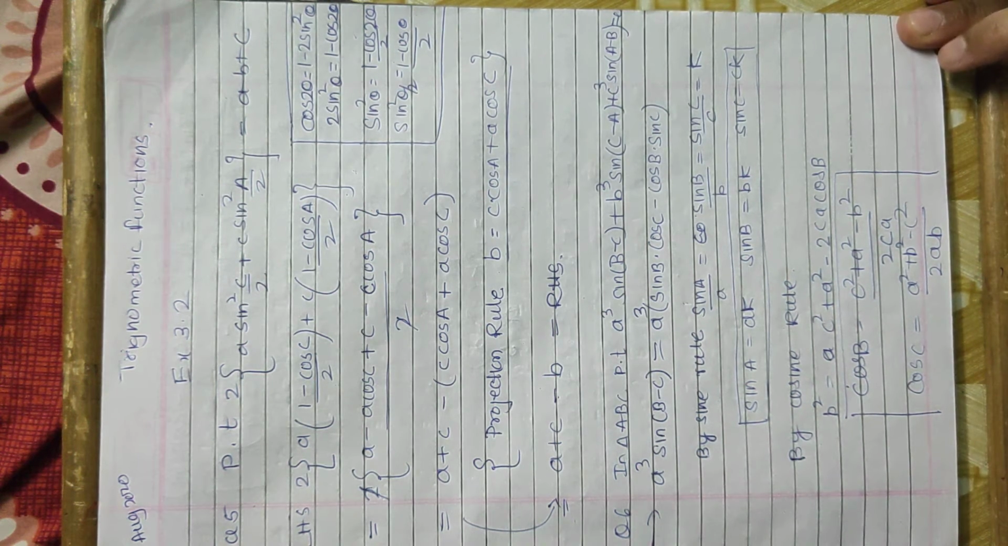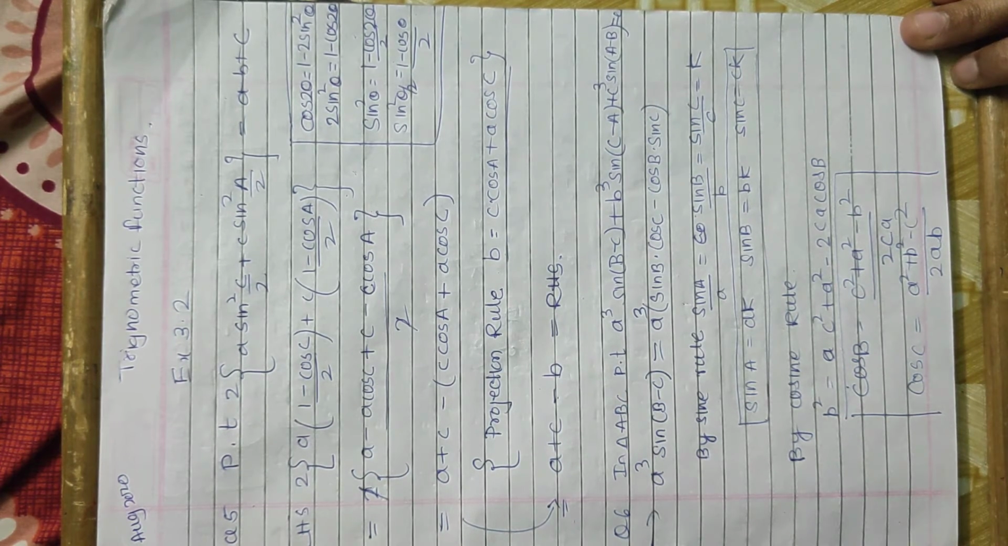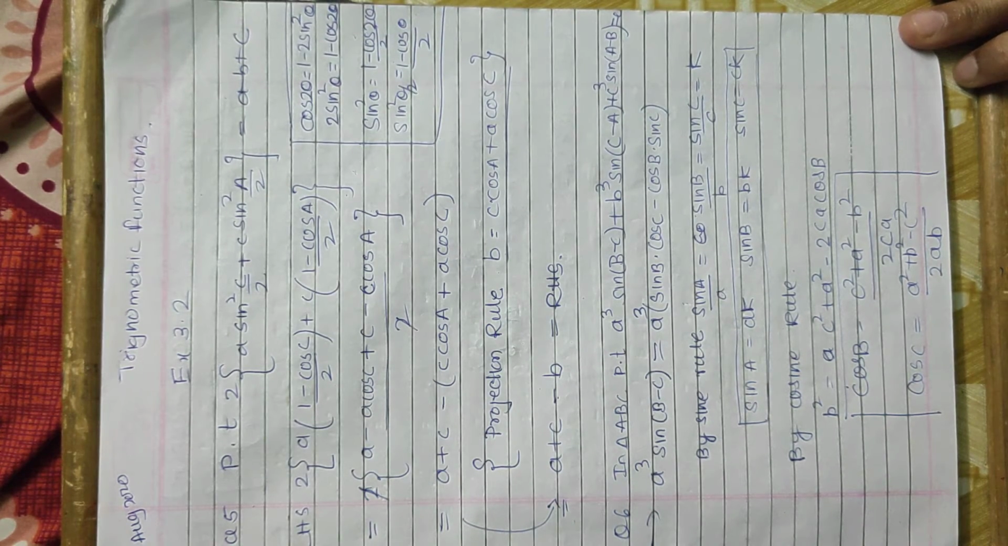Trigonometric functions, exercise 3.2, question number 5. In this exercise, you have to use the sine rule, cos rule and projection rule. So you have to remember the three formulas, the different forms of the sine rule, cos rule and projection rule, and apply them here.